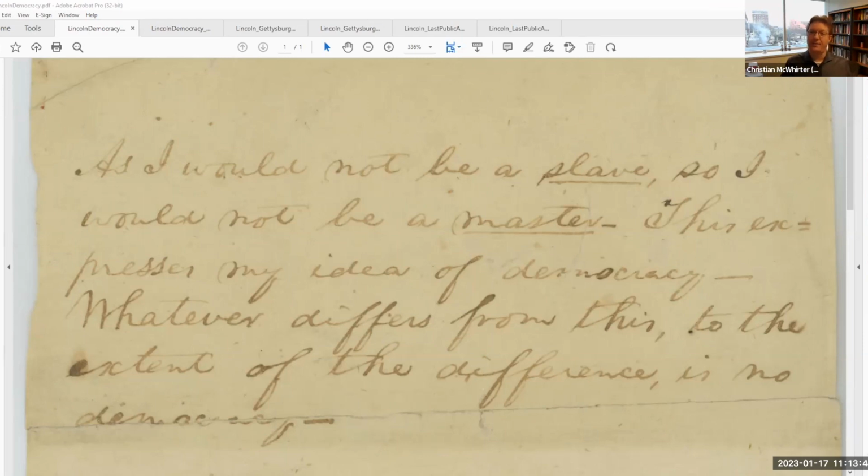So I'm going to move on to when he becomes president, although if you have more questions about this document, please don't hesitate to ask them or to send them my way. So Lincoln gets elected president in 1860.